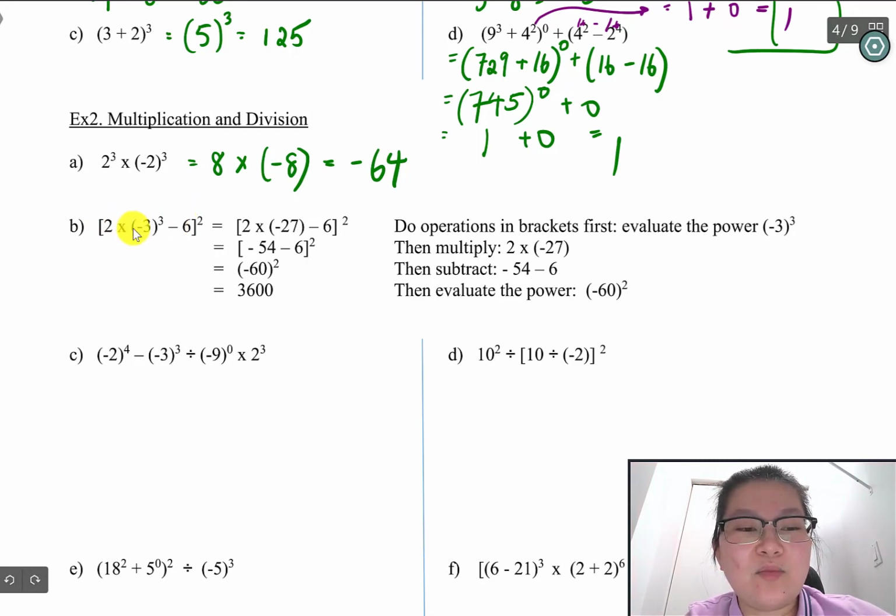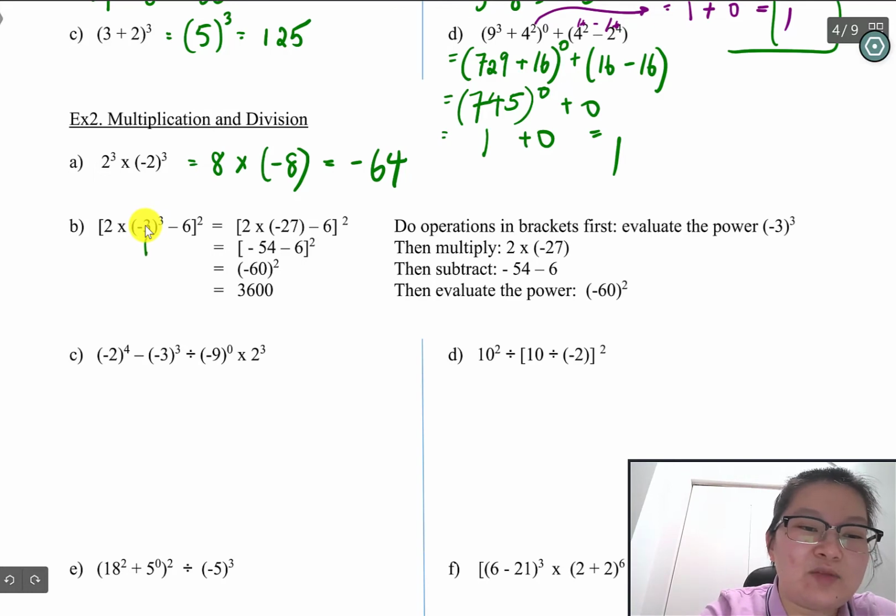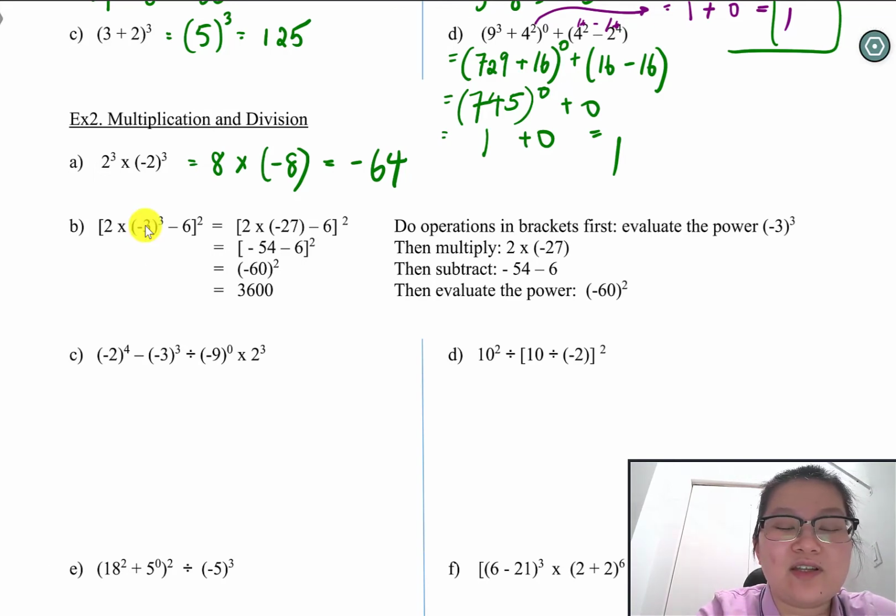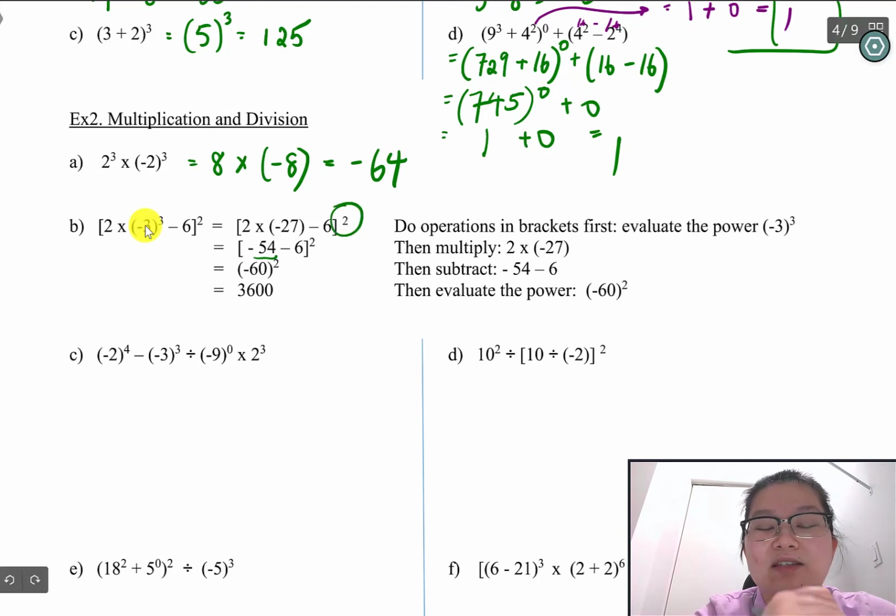So inside the brackets, we have one number here that has an exponent. So we're going to evaluate this exponent first, which gives us -27. And then this multiplied by 2 is going to be -54. Then we do the adding and subtracting, which is the minus the 6. We get -60. Then we apply this exponent on the outside. Okay, and that gives us the 3600.